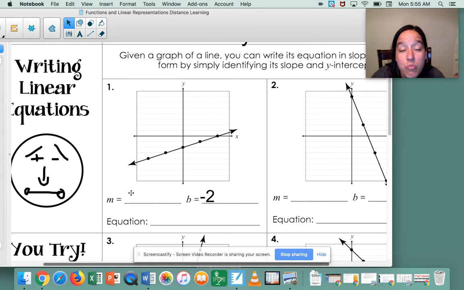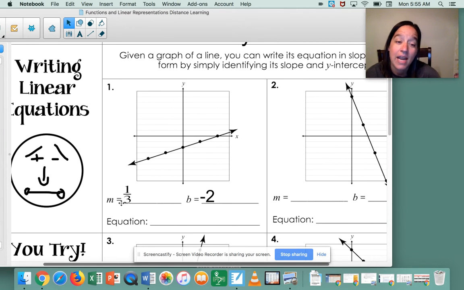So if it's up 1 and over 3, I know my slope is 1/3. Again, at this point, after I write my slope, I'm going to double check. Hey, slope guy, is it positive? Slope guy says it's positive. So I'm going to make sure that it is positive 1/3.